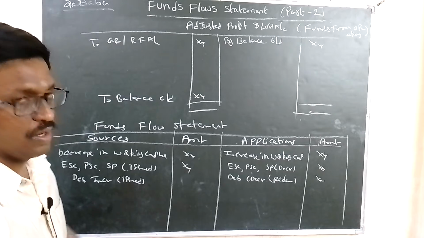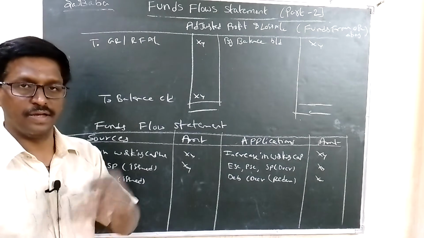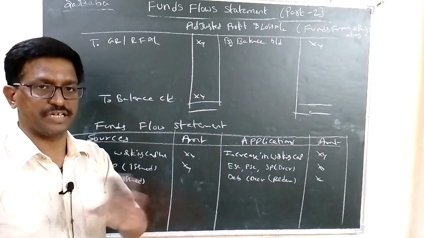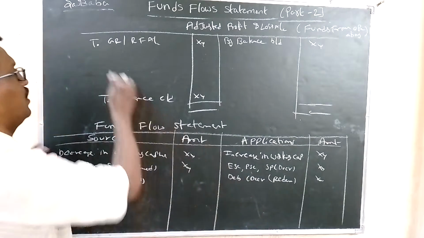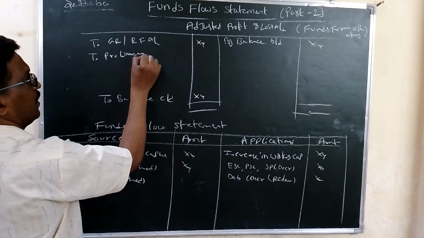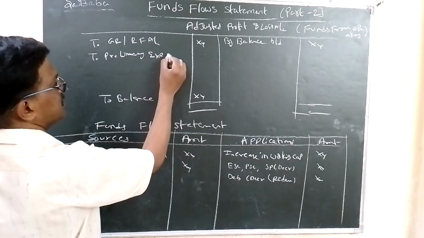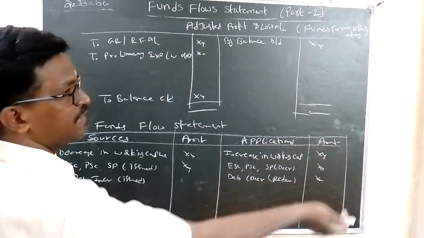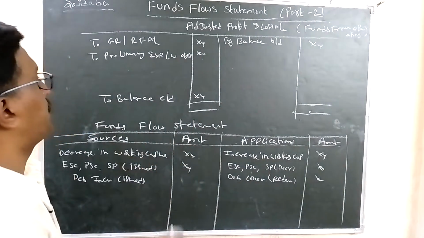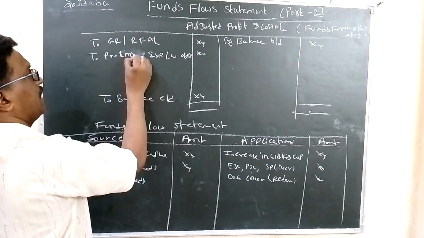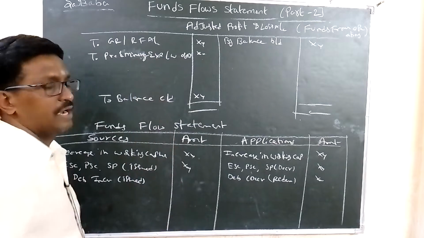Next, we prepare the asset side. On the asset side, fictitious assets always decrease. So here, as an example, I am writing one asset, preliminary expenses written off. Written off will be shown on the credit side, and in the debit side of the P&L items, preliminary expenses. Okay. Intangible assets will increase or decrease.